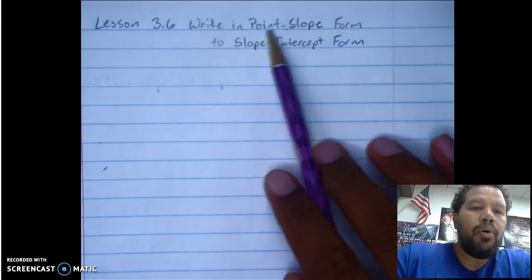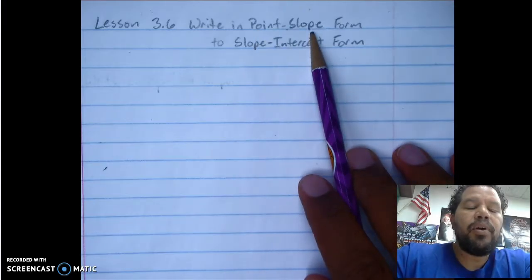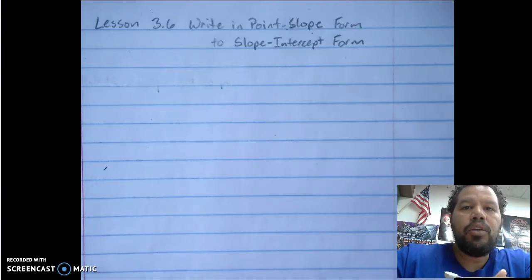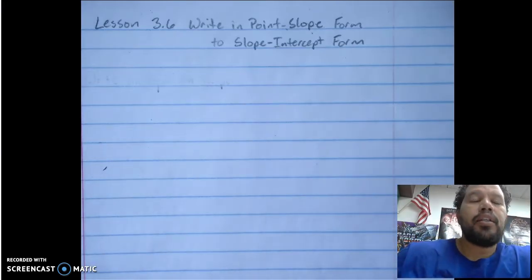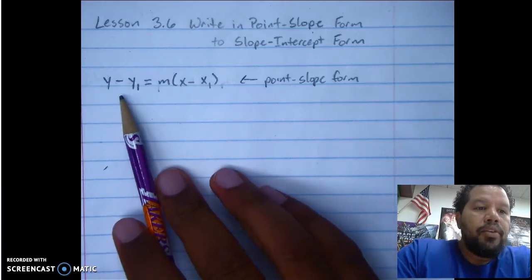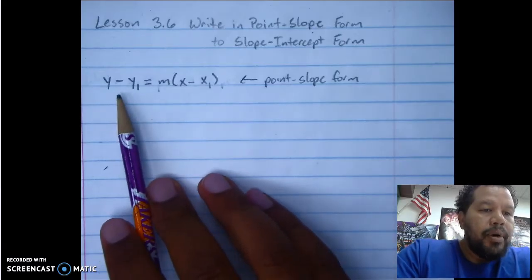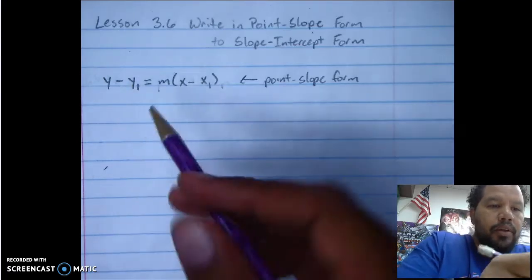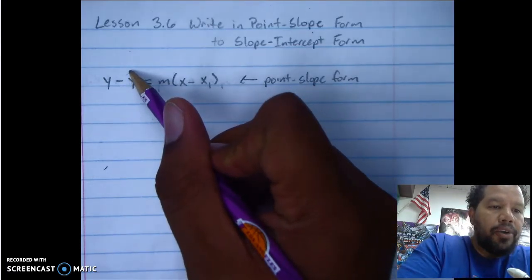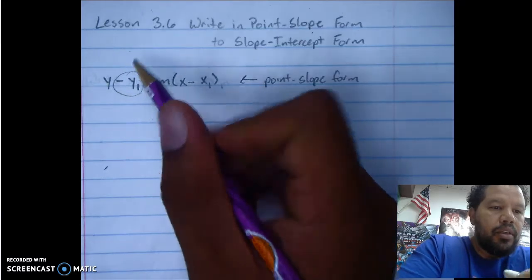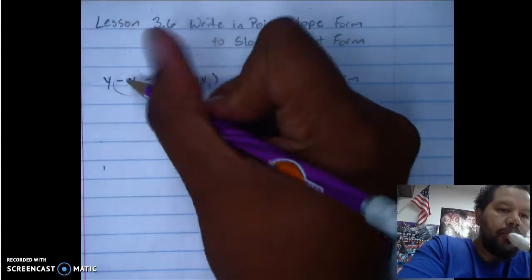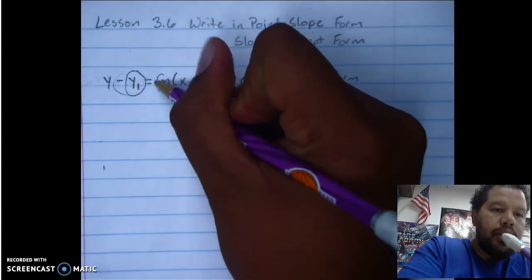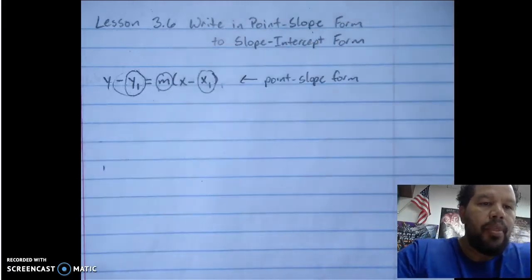We're going to start off in the point slope form, and then we're going to change that point slope form into the slope intercept form using some properties of equality. So first of all, what is the point slope form? It looks like this. It looks a little complicated, but the ones that we're going to be filling in with values will be the y1. Here, let me circle. We're going to fill in the y1, the m, and the x1.